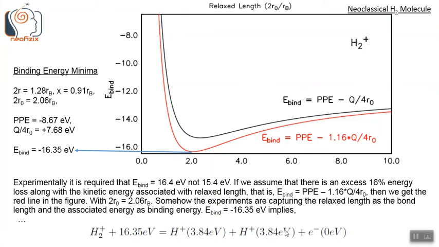And these two protons carry away 3.84 electron volts each. So the summation of these two 3.84 electron volt is nothing but the kinetic energy of the proton, 7.68 shown here. So this is the kinetic energy of the protons in the Coulomb explosion, and we have to supply 16.35 electron volt to get the dissociation of this H2 plus molecular ion.